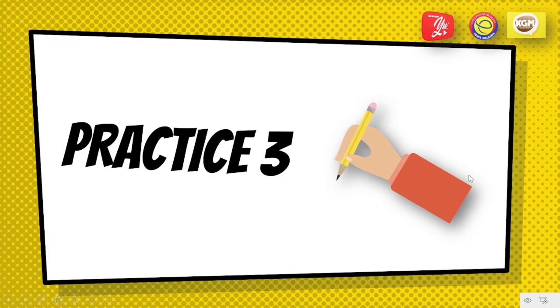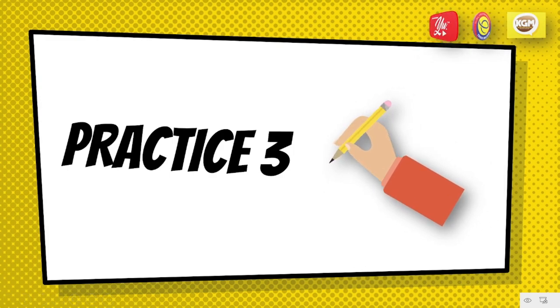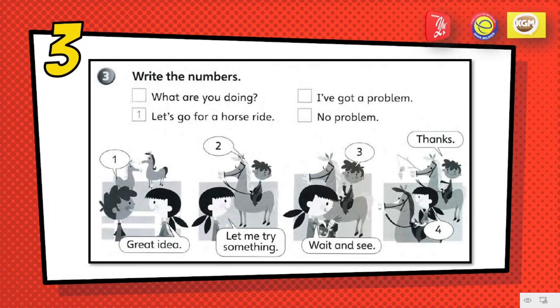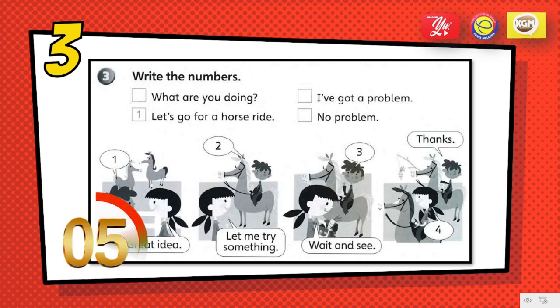Now, jom kita tengok latihan nombor 3. So, apa yang kamu perlu buat adalah lihat gambar di bawah dan pilih dialog mana yang sesuai untuk gambar tersebut. And then, write the numbers correctly. So, you can pause this video, pause video ini dan cuba selesaikan latihan ini sendiri dahulu. And then, datang balik dan kita akan cek jawapannya bersama-sama. Pause sekarang!